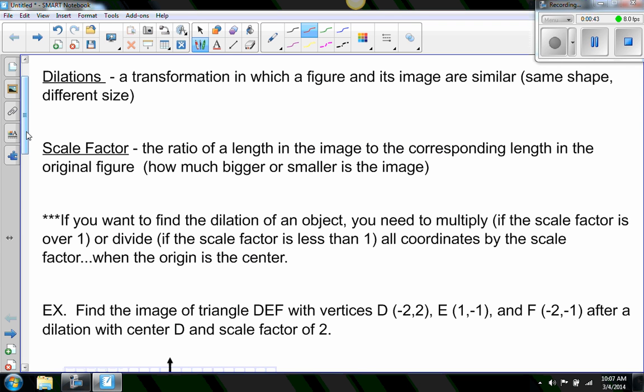The ratio of a length in the image to the corresponding length of the original figure. So how does one figure compare to the other one? How much bigger or how much smaller does the new image have to be?